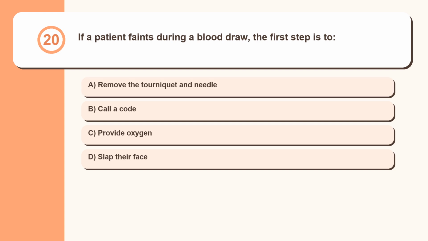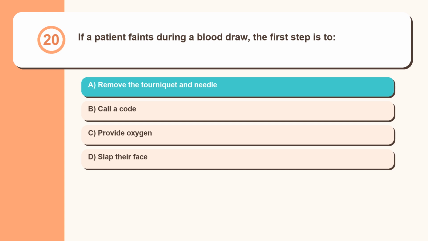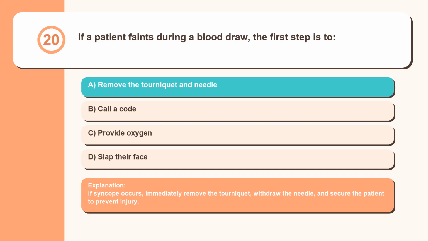Question 20. If a patient faints during a blood draw, the first step is to: remove the tourniquet and needle, call a code, provide oxygen, slap their face. If syncope occurs, immediately remove the tourniquet, withdraw the needle, and secure the patient to prevent injury.